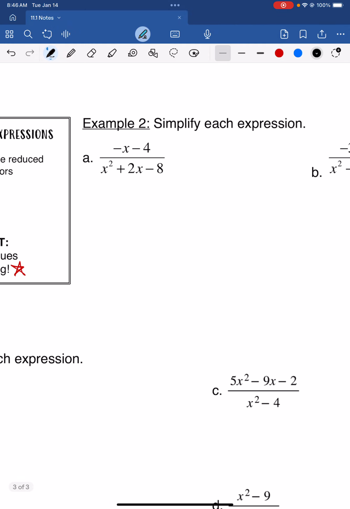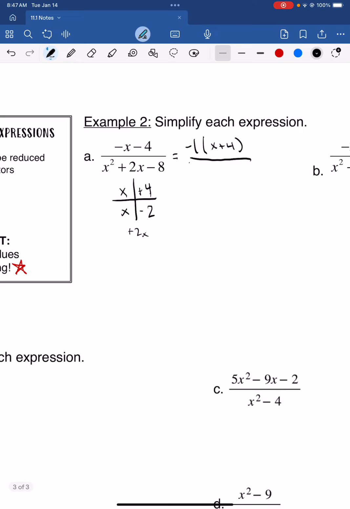All right. So when we look up top here, these are both negative. I can factor out a -1. And what I'm going to be left with is x plus 4. And then on the bottom of my fraction, I have 3 terms. When I have 3 terms, I'm going to do a t-chart. So I'm going to have x and x. A -8 means that I'm going to have a 4 and a 2. And if I make the 4 positive and the 2 negative, that'll give me the 2x that I'm looking for down below. So now I can rewrite that under my fraction here. I got x plus 4 and x minus 2.